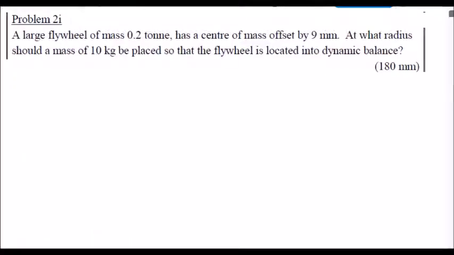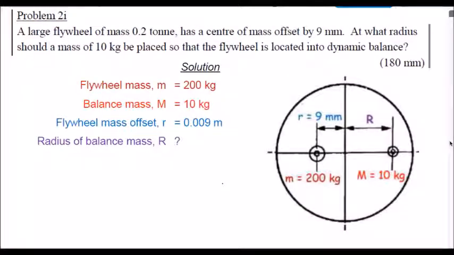Problem 2. We've got a large flywheel of mass 0.2 ton that has a centre of mass offset by 9 millimeters. At what radius should a mass of 10 kilograms be placed so that the flywheel is in dynamic balance? So we've got to consider it as rotating here. Again, I'm going to try and get you engaged with this. Take the information from the question. A large flywheel has a mass of 0.2 tons. Put that into kilograms straight away.